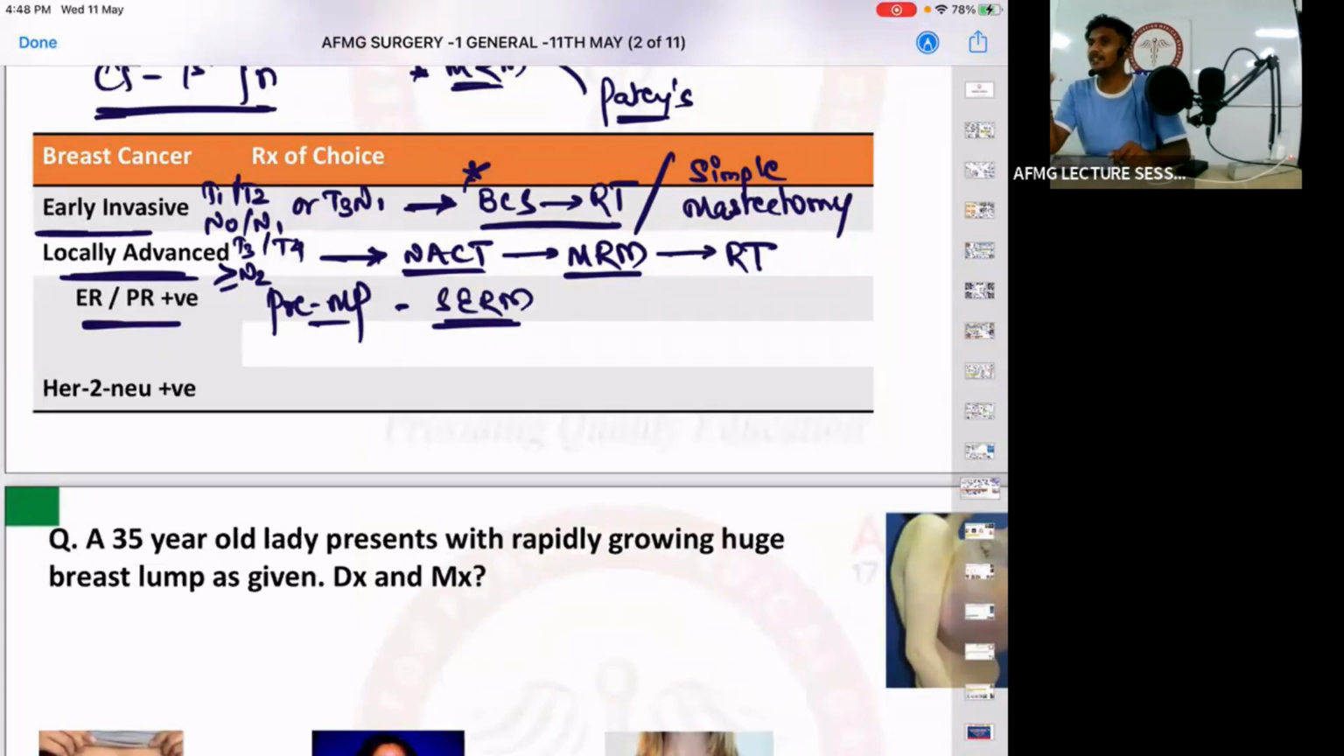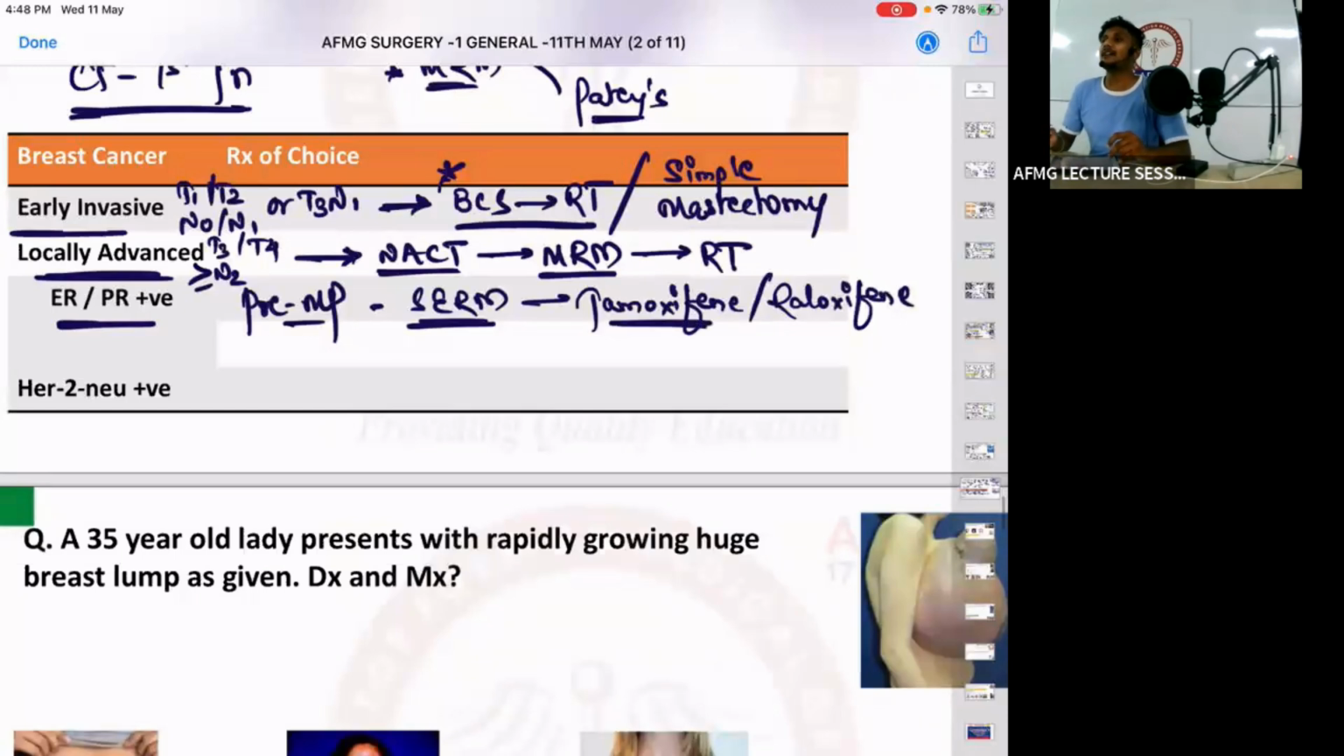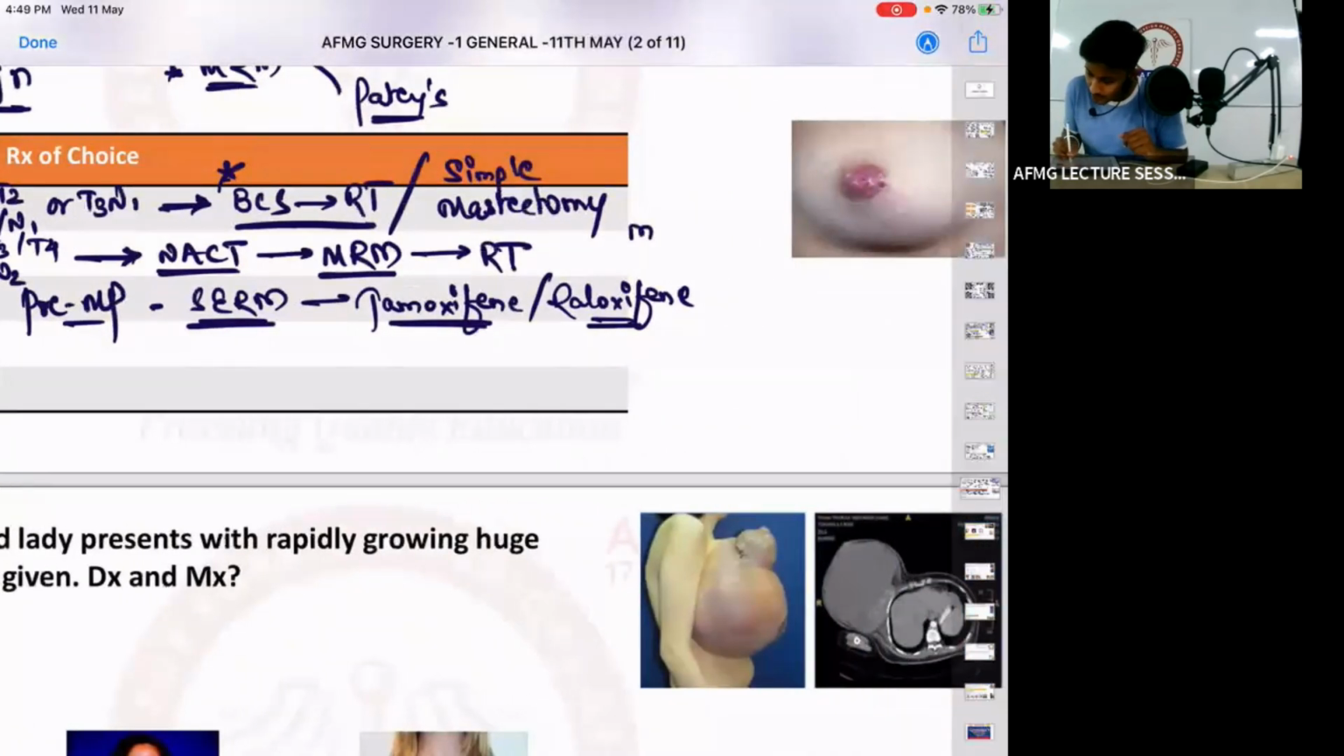SERM is selective estrogen receptor modulator. And here these are drugs like tamoxifen, which has a high risk of endometrial cancer. It decreases the risk of breast cancer, it decreases the risk of ovarian cancer, but it increases the risk of endometrial cancer. And therefore, a safer agent to be used is raloxifene. Most common side effect of SERM is hot flushes.